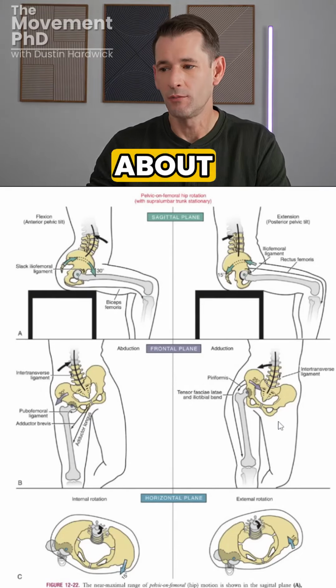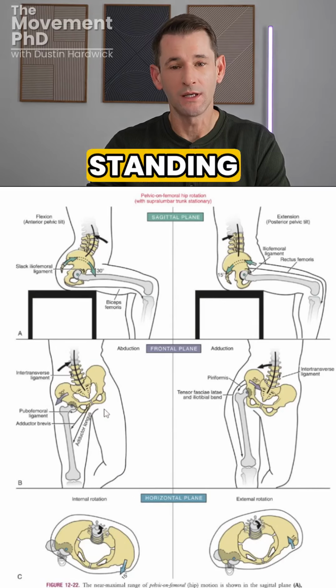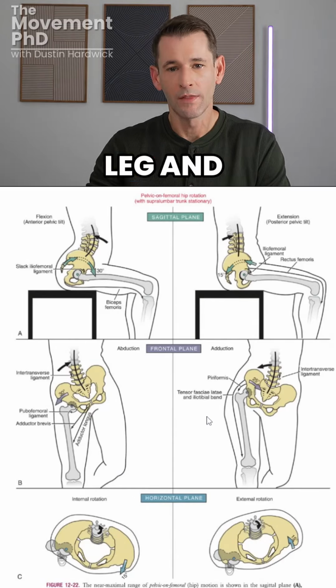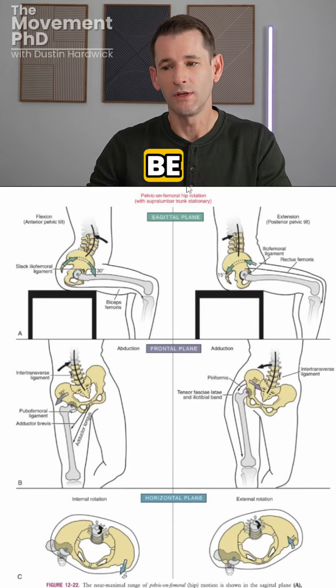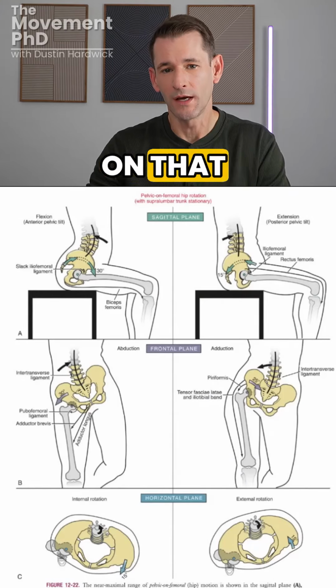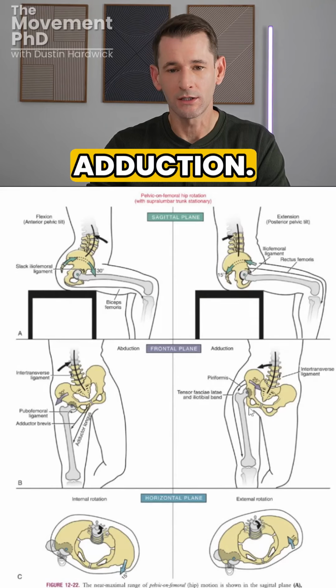Let's talk now about adduction. Again, I'm standing on my right leg, and now I let my left pelvis, so the opposite side of the pelvis, drop. That's going to be adduction on that right side. So that's closed chain adduction.